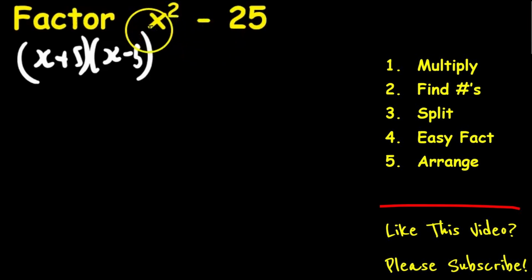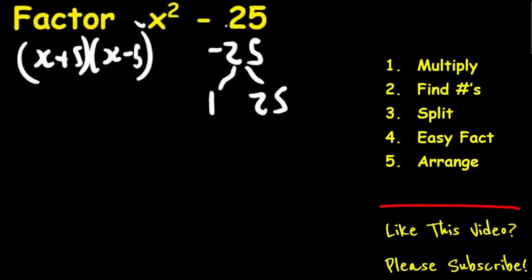So step 1, we find the magic number. We take this number here, which is a 1, and multiply it by the negative 25. So we get negative 25. That's our magic number. Then we do our factor tree, which is 1 and 25. Or what else multiplies to get 25? 5 and 5. You might need to use your calculator to divide by 2, divide by 3, divide by 7, whatever, just to check it out.